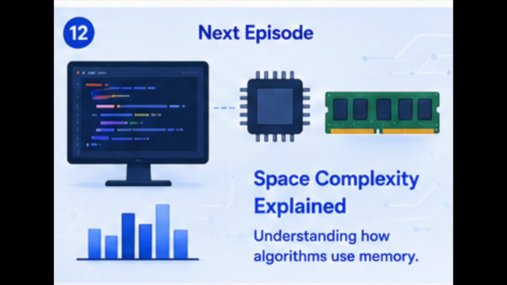Now you know how to calculate time complexity. But algorithms don't just use time, they also consume memory. Sometimes a faster algorithm uses more memory. Sometimes a slower one saves memory. So, how do we decide which is better? That's exactly what we will explore in the next episode, where we will learn space complexity with practical examples.